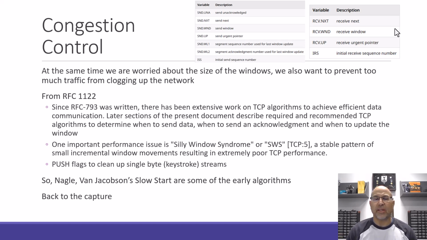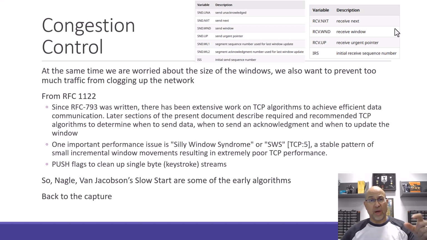Since RFC 793 was written, there has been extensive work on TCP algorithms to achieve efficient data communication. So 793 came out, and it was sort of the Wild West. We knew that we wanted to keep track of bytes. We knew that we could cause congestion, but now we've got a little bit of research, a little bit of background. So later sections of 1122 describe required and recommended TCP algorithms to determine when to send data and when to send an acknowledgement and when to update the window. So that's what we saw in packets.